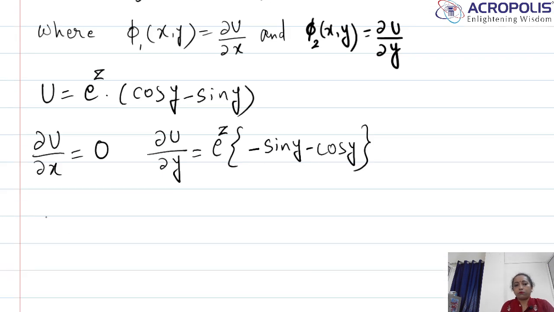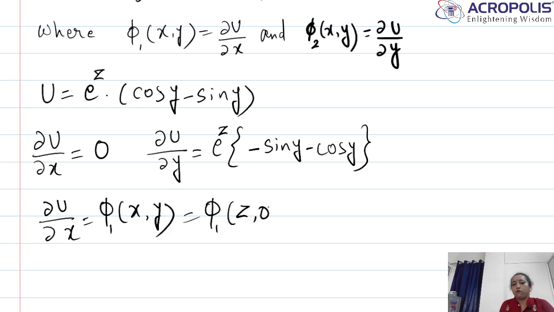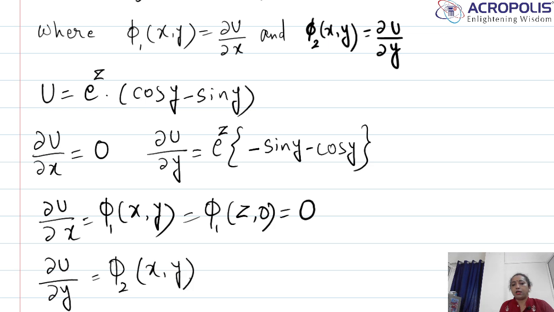Now del u by del x, that is phi 1 of x, y, and phi 1 of z, 0. Similarly del u by del y, which is equal to phi 2 of x, y, I am putting x equal to z and y equal to 0 here.